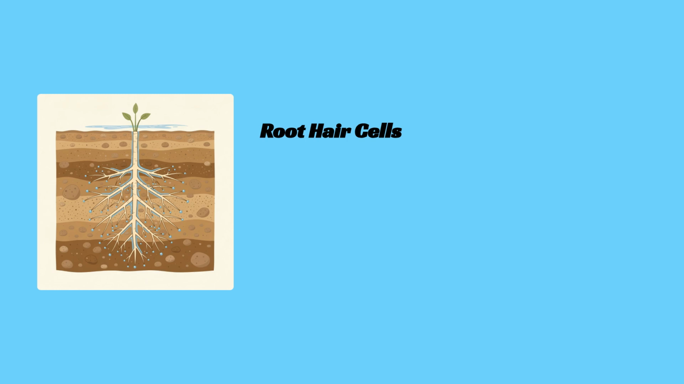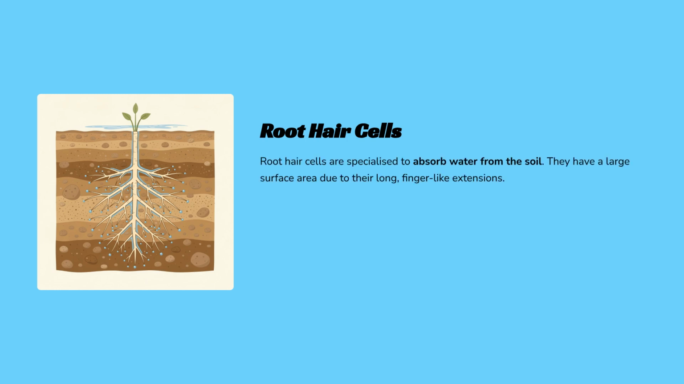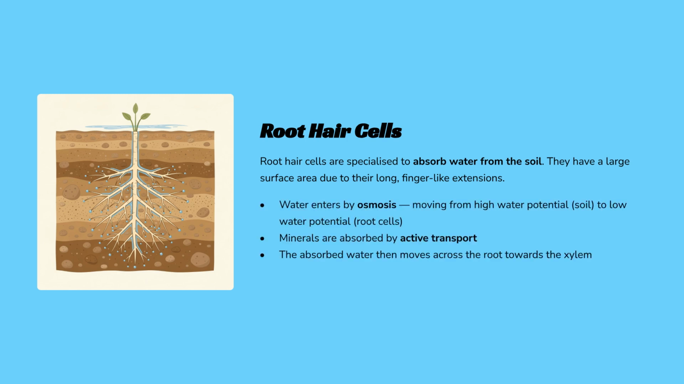Root hair cells are specialized to absorb water from the soil with their long, finger-like extensions. Water enters by osmosis, moving from high water potential in the soil to low water potential in the root cells. Minerals are absorbed by active transport.